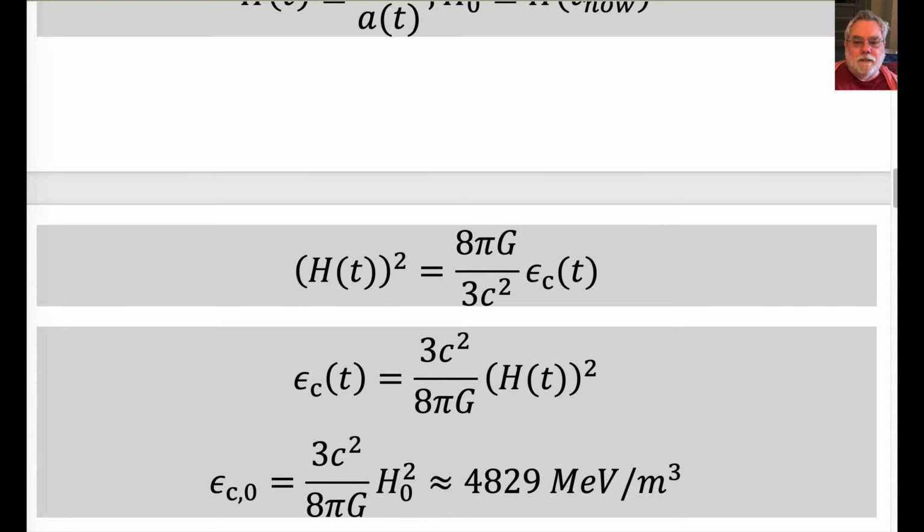If the Hubble constant is 68 km per second per megaparsec, then the present critical energy density is 4,829 million electron volts per cubic meter, or 5.15 proton rest mass energy equivalents per cubic meter.